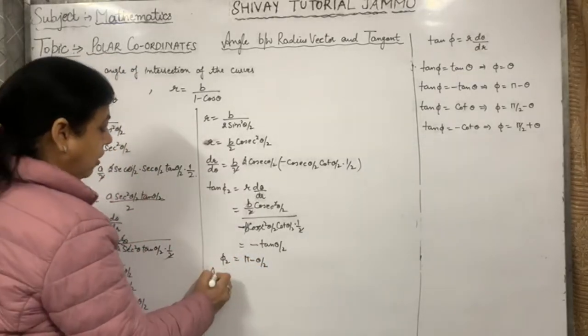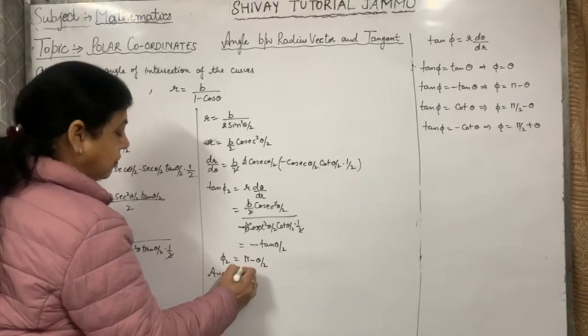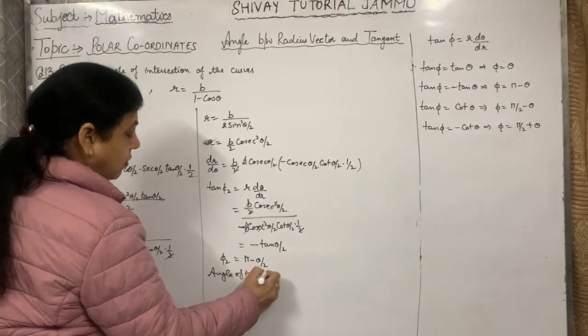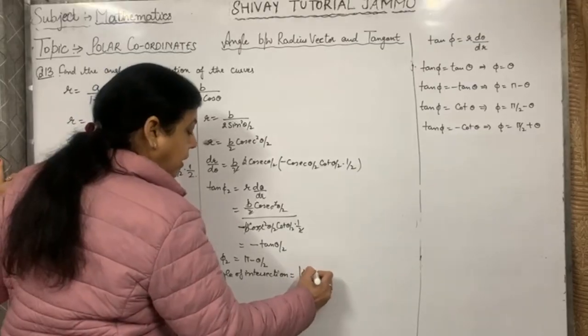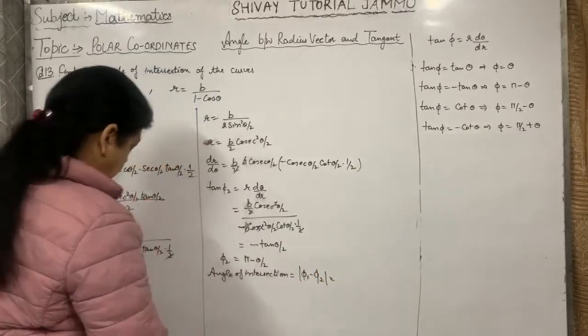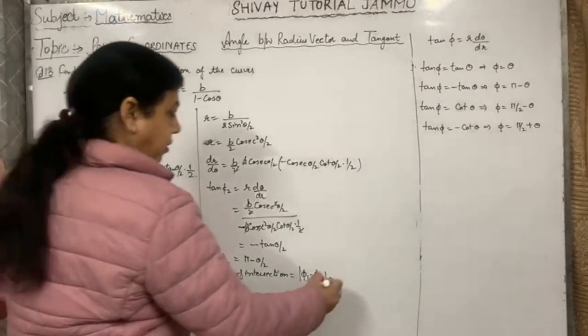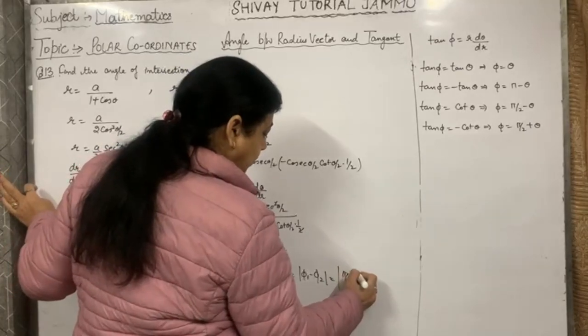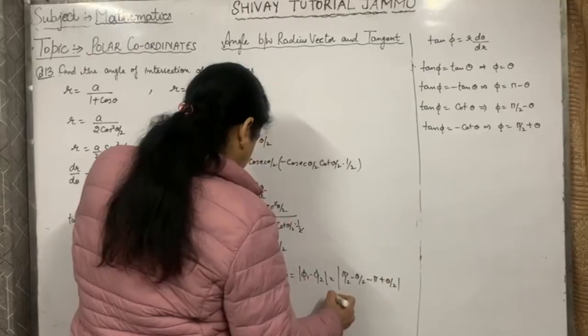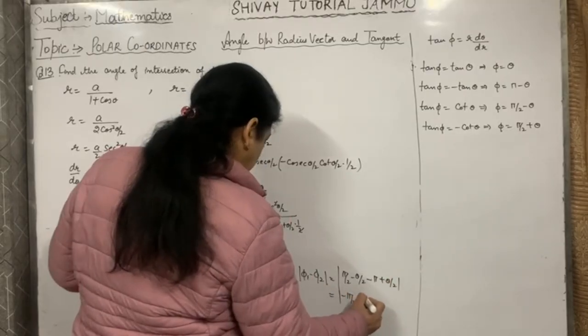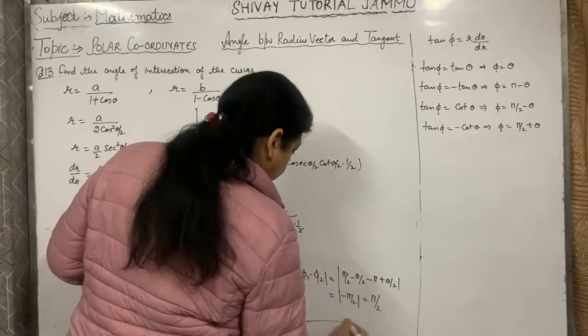Clear? Angle of intersection will be φ1 minus φ2. π/2 minus θ/2 minus π plus θ/2. That is minus π/2, so it is π/2.